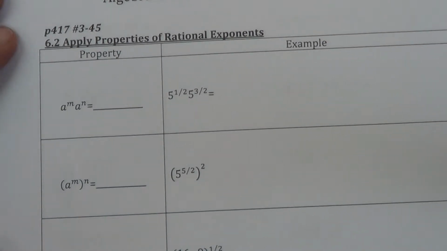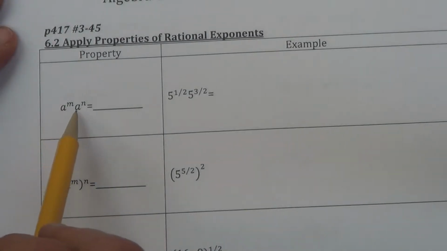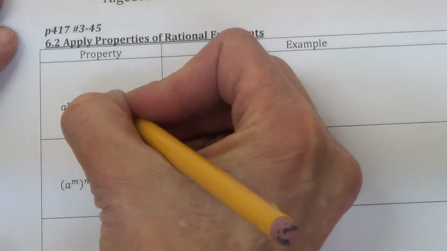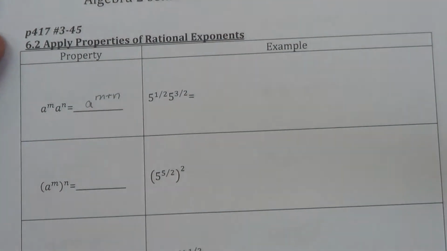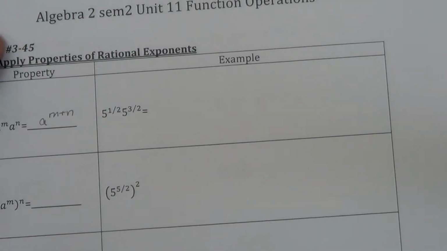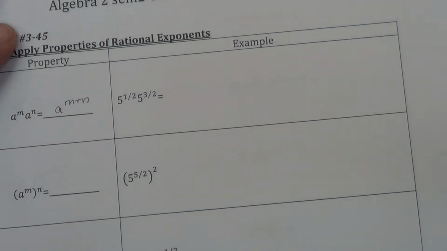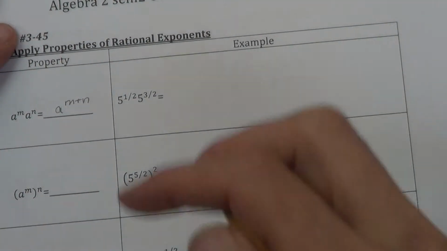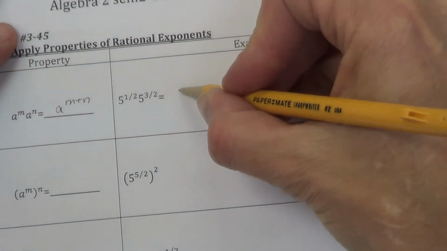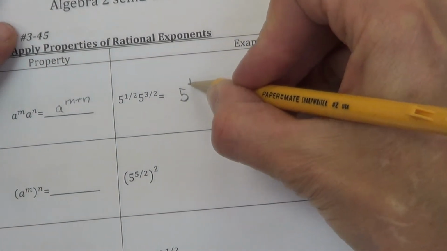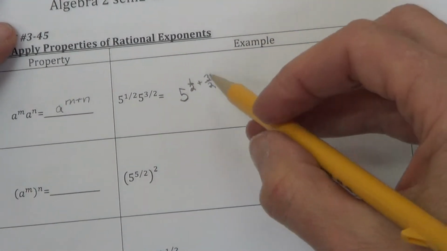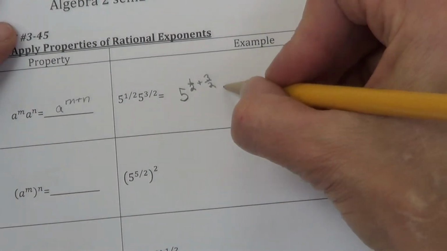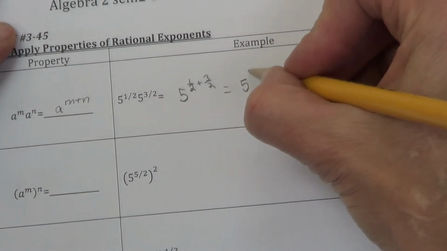So remember when we used to have the same base multiplied, we would just add their exponents. So this would become a to the m plus n. Well, now, when we've got the rational exponents, it's the same thing. We just add them together. Make sure that you write the base and then show the exponents being added, 1/2 plus 3/2. They've got like denominators, so we know that that would equal 5 to the 4/2.